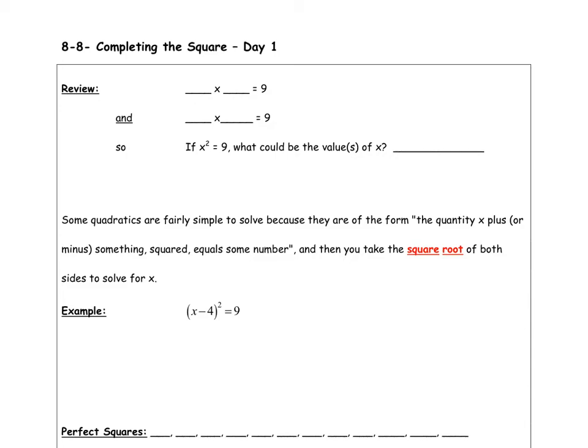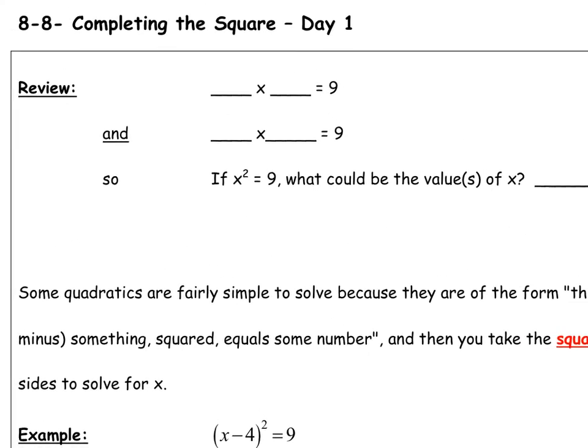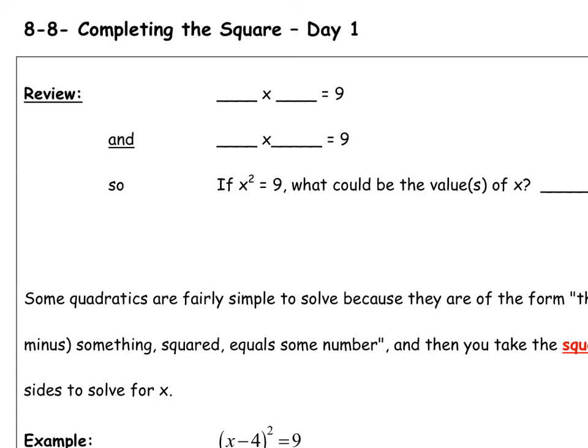So the first thing we're going to look at is blank times blank equals 9. I want you to try to figure it out. While I go through it in my head, 1 times 1 is 1, 2 times 2 is 4. Ooh, 3 times 3. That gives me a 9. So I'll do a 3 and a 3.